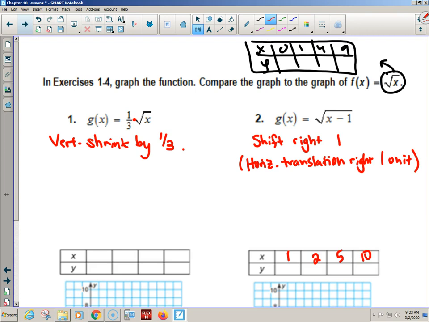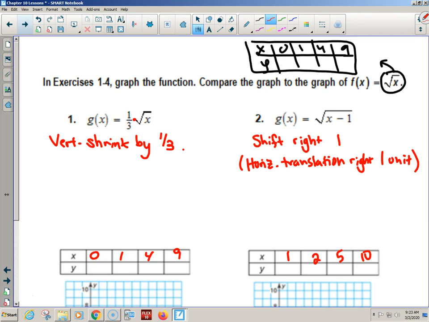But can we talk about this guy? If I'm vertically shrinking, are those changing my x's, my right-left guys, or my y's, my up-down guys? What does this change? Yeah, this changes my y's. And here's the nice thing. If you only have changes happening to your y's, guess what you get to do with your x's? Keep them the same. When you plug in, I'm going to take the square roots and multiply by 1/3. I don't have to change my table at all.